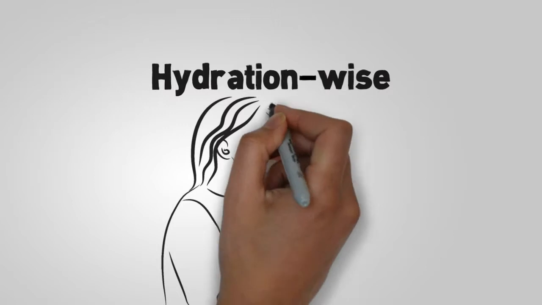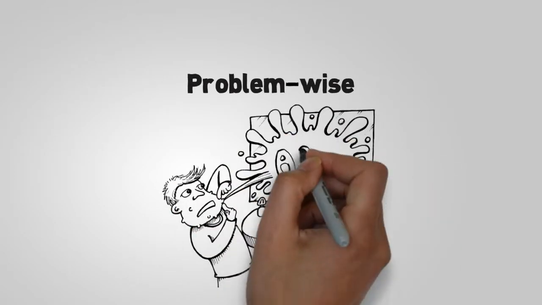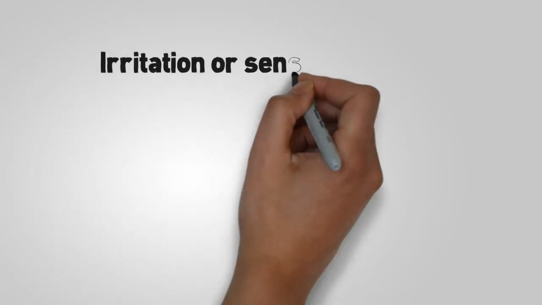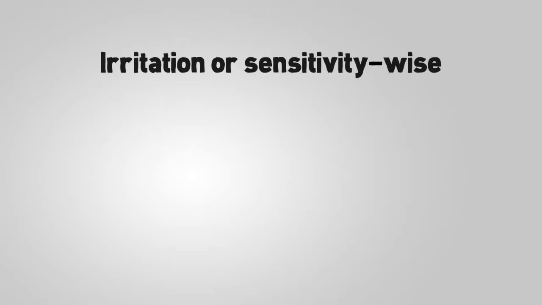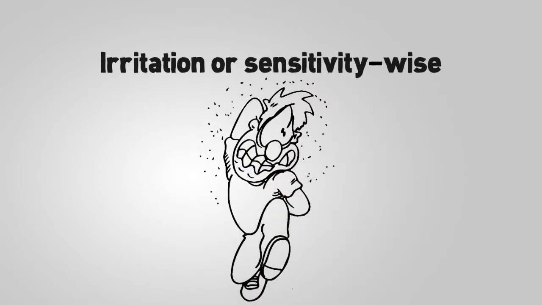Hydration-wise. Skin can be dehydrated or not. Problem-wise. As we mentioned already, problem in our context refers to most common problems, i.e., acne and pimples, and general acne-related phenomena. Irritation or sensitivity-wise. We use two terms, irritation and sensitivity, depending on age, but essentially we use them interchangeably.